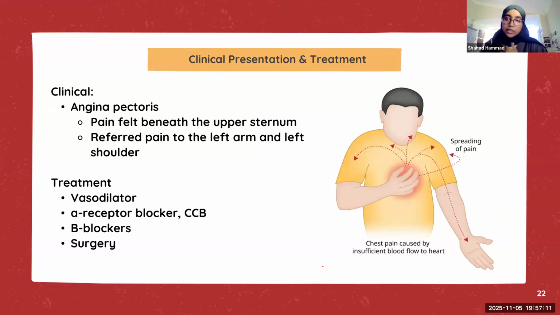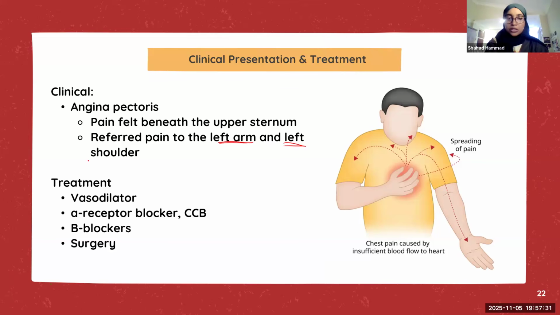So angina means pain, and pectoris, the pec muscles. So it's felt in that area. It's pain in the upper sternum. The sternum is the bone in the center of the chest, holding all the ribs. And this pain is being referred, or as you guys know, referred means pain felt in another area, to the left arm and the left shoulder.